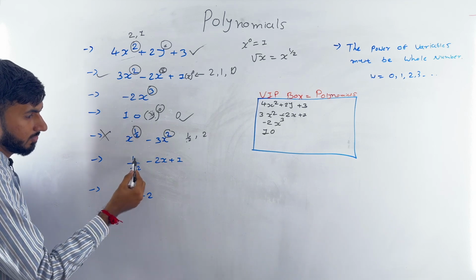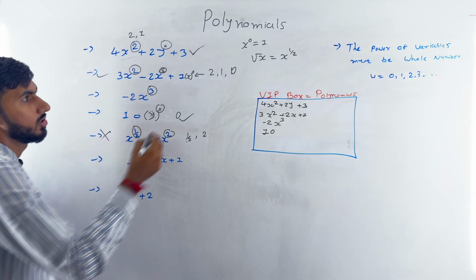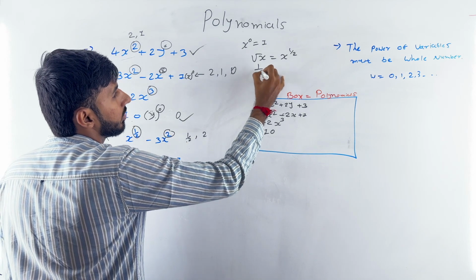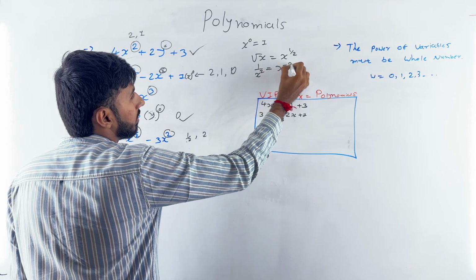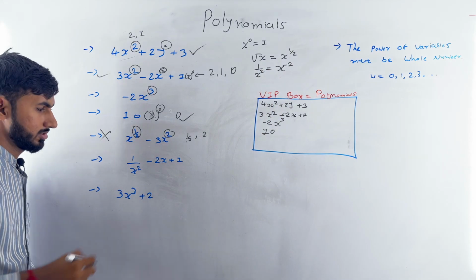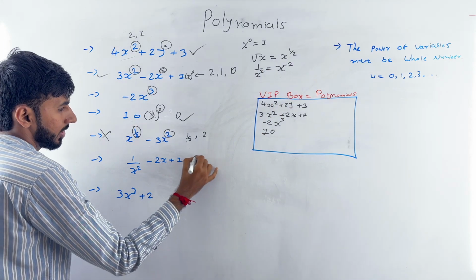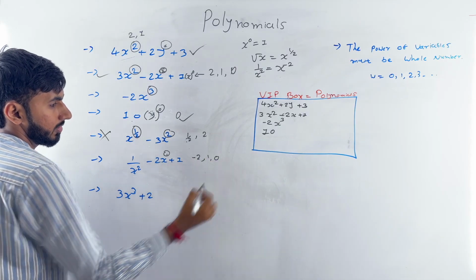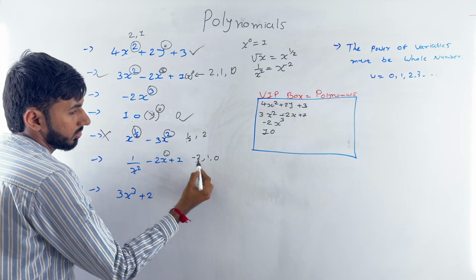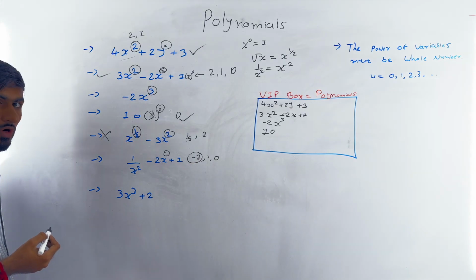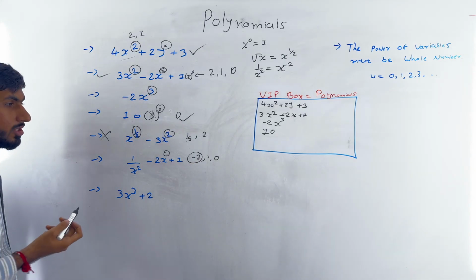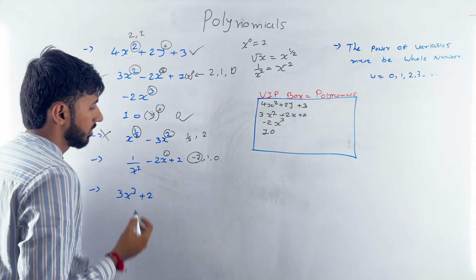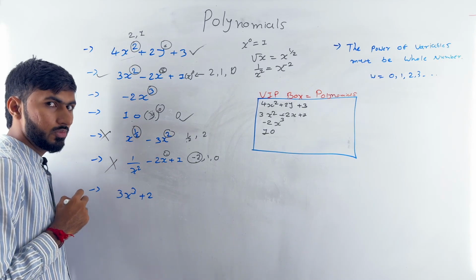Now here I have 1 upon x power 2. You all know that 1 upon x power 2 can be written as x power minus 2, right? So here I have power minus 2, here I have power 1, and for the third one power is 0. So does minus 2 come under whole numbers? We all know that it does not come under whole numbers. So this is not a polynomial.